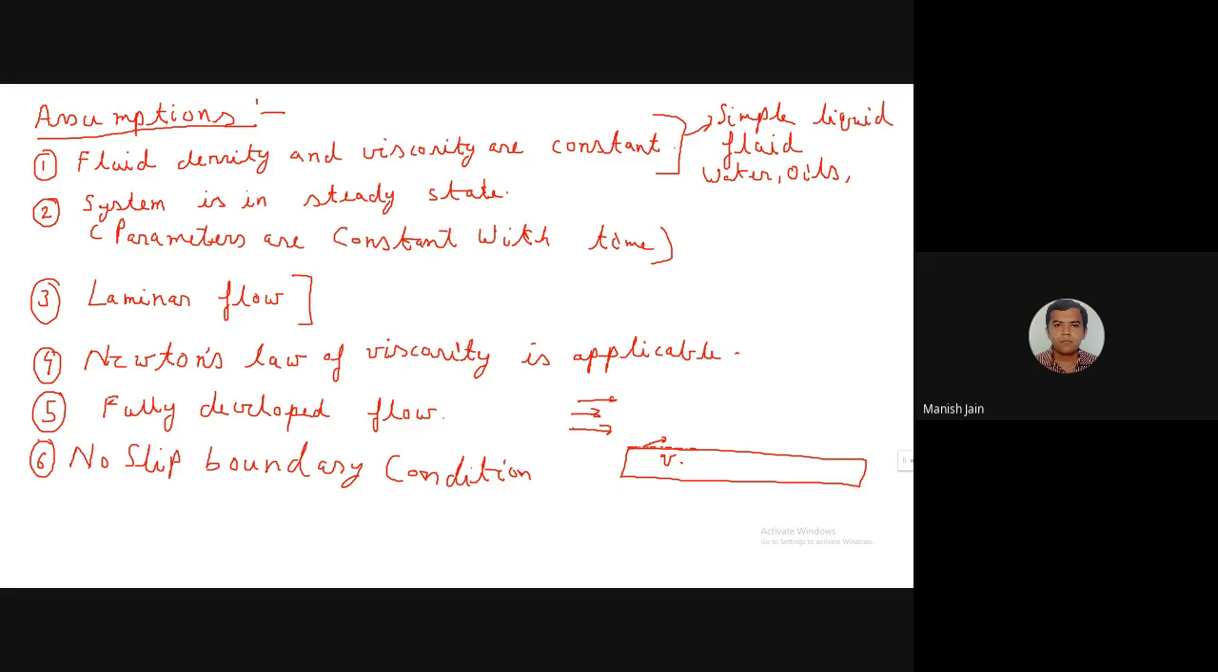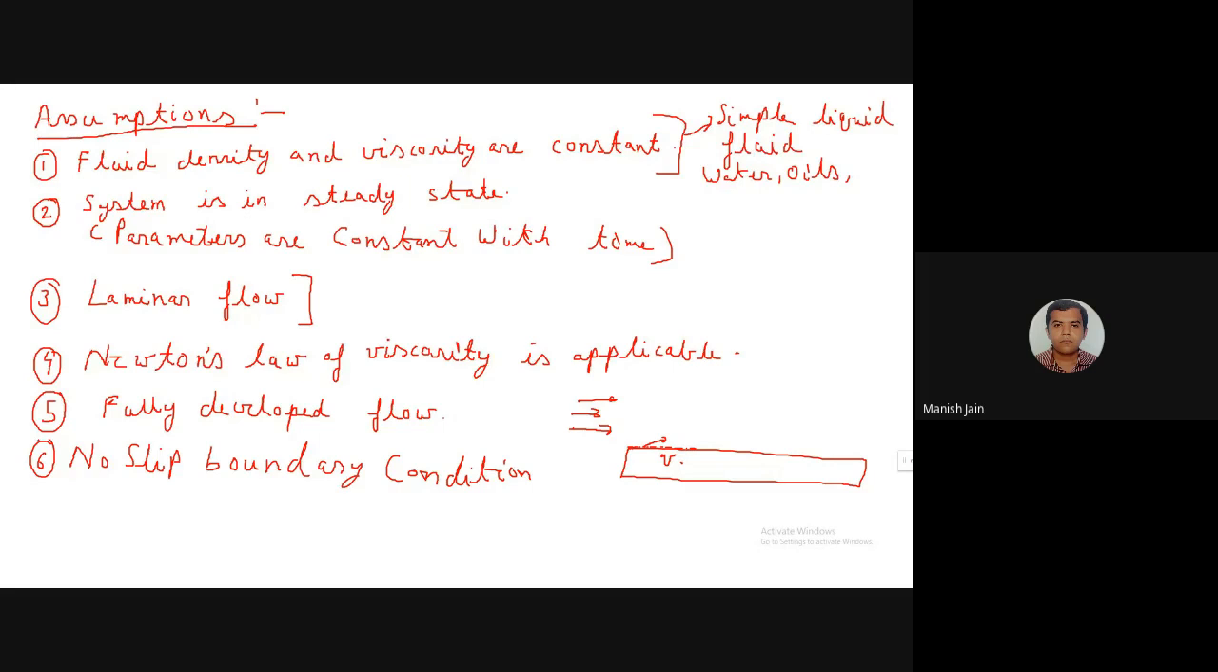The second assumption is steady state. Steady state means all parameters are constant with time. This is a continuous process where the parameters are not changing with time. If you want to solve the problem for unsteady state, where the parameters depend upon time, the problem becomes slightly more complicated. You can solve with unsteady state also, but in most chemical engineering plants you find only steady state conditions.